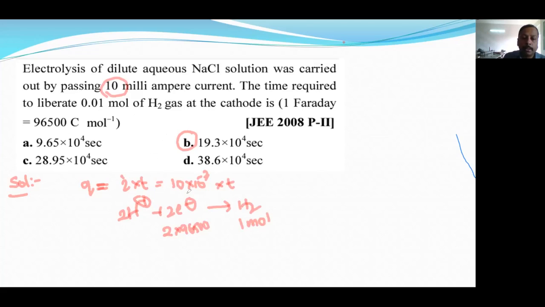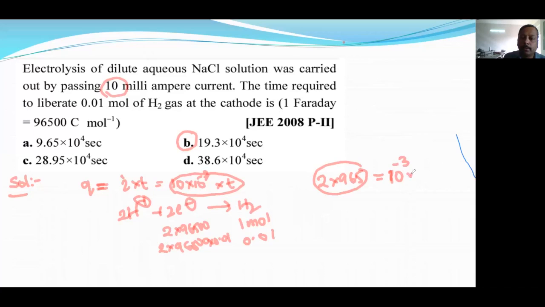Accordingly, when you substitute here, 0.01 mole will be 2 into 96500 into 0.01. That means obviously 2 into 965. This much charge is required. So Q is equal to I into T, 10 to the power of minus 3 into 10 into T. On simplifying, you will get option B. Okay, this is the answer. Let's see the next question.